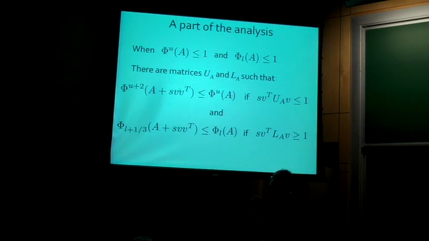We find out that we can add S times a vector and move the barrier from u to u plus 2 and have the potential function be less than or equal to what it was before, if and only if there's some quadratic form, I'll call it UA, that needs to be less than or equal to 1 for this vector. So I need that S times my vector transpose times UA is less than or equal to 1. Same thing for the lower barrier, but I need this quadratic form to be greater than or equal to 1.